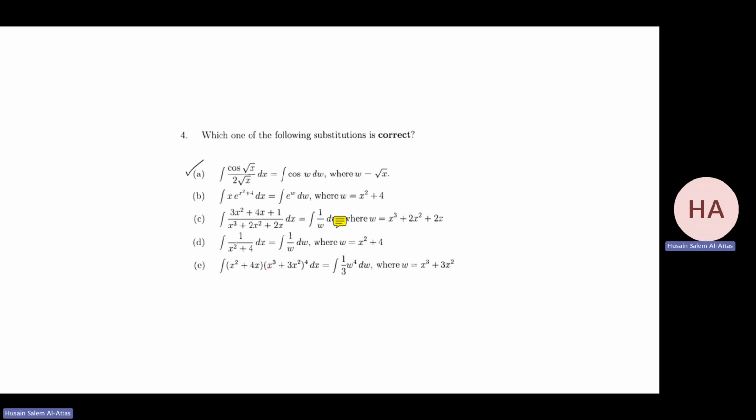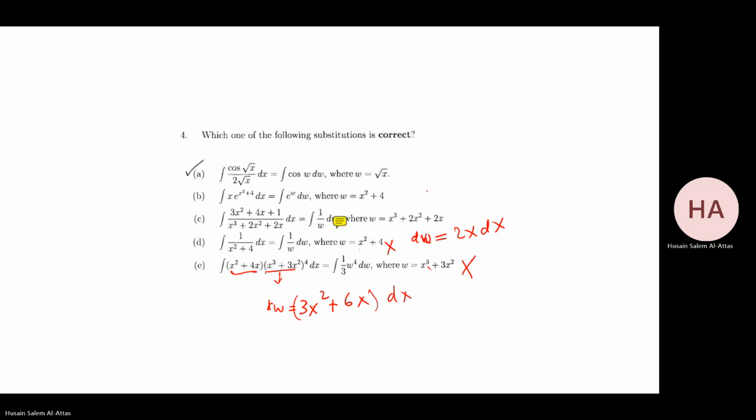This one, I will let this be W. So it will be dW, which will be 3x squared plus 6x. Now, W is this. The W is 3x squared plus 6x, which is not this one, so I cannot do it this way. This is wrong. If W is this, what will be dW? 2x dx. I don't have 2x dx. I cannot do it this way.